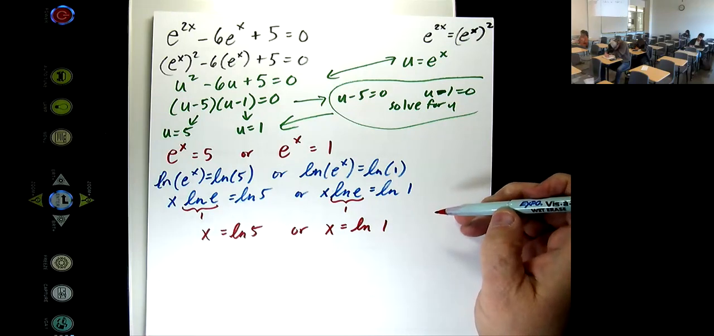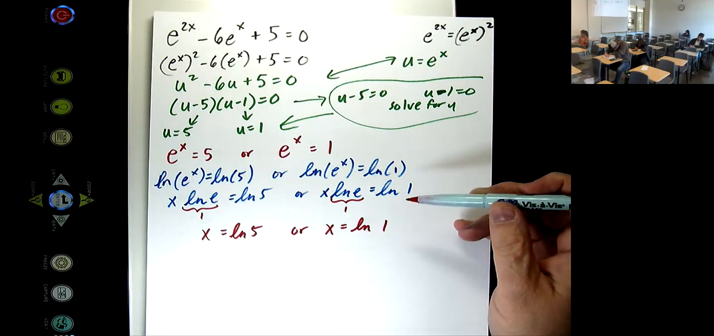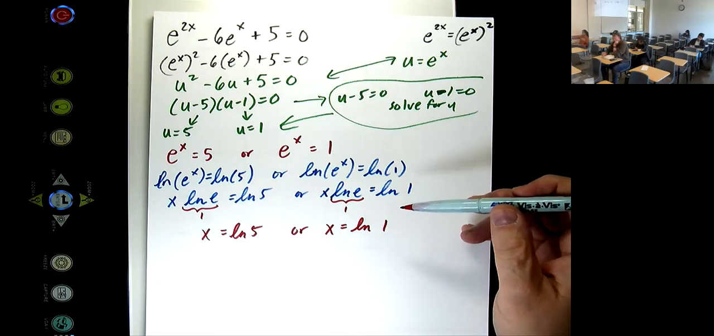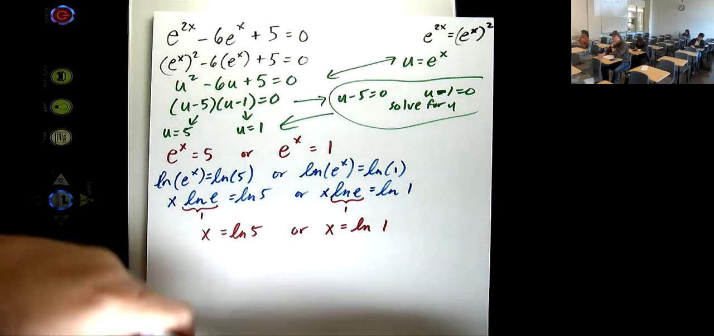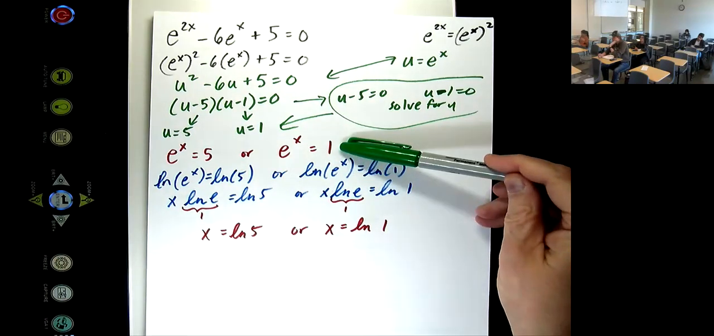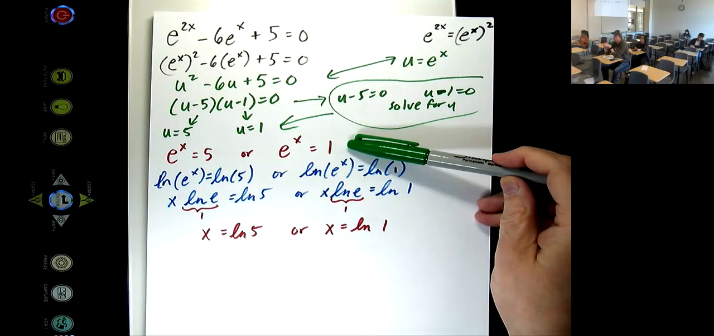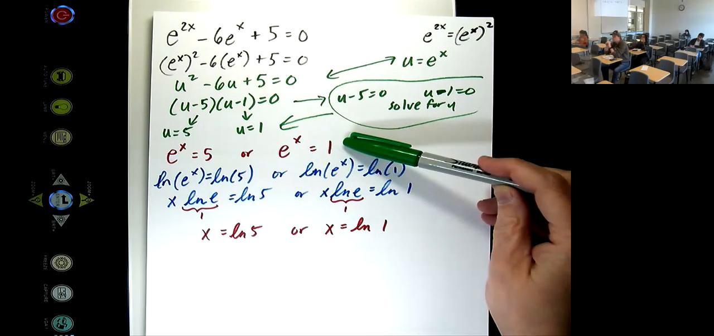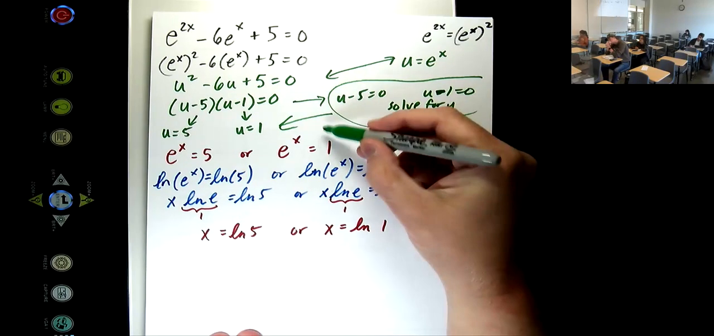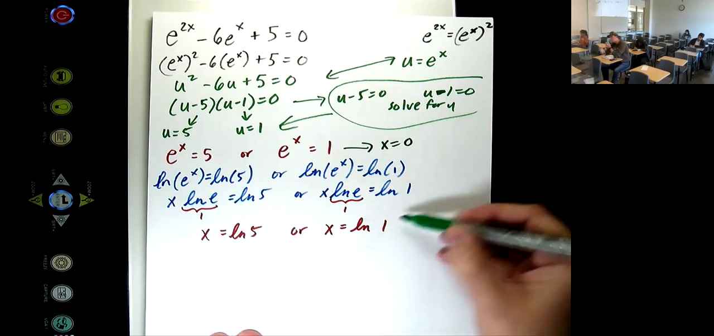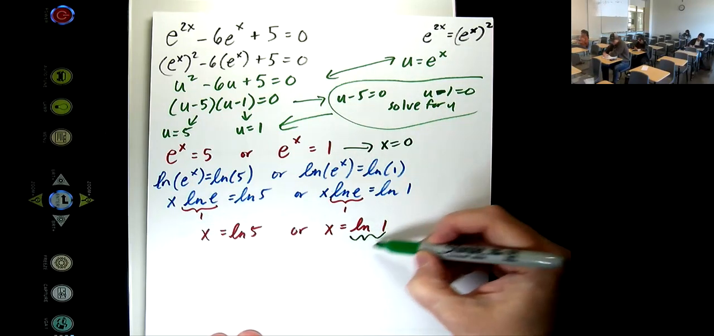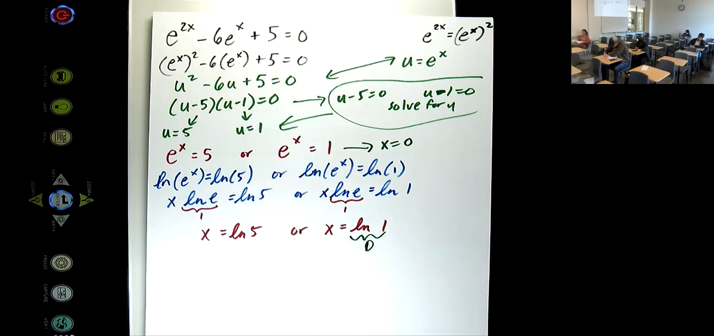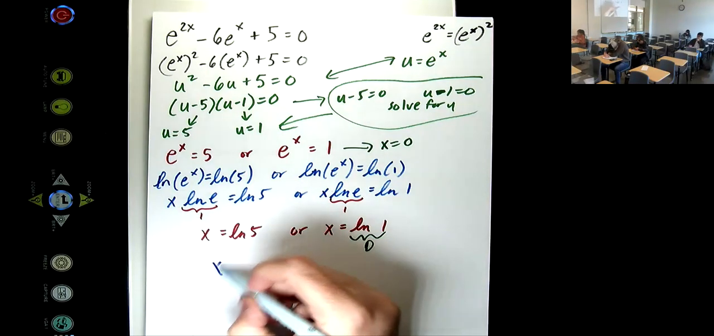Natural log of 1 actually has a value too. A simple value, one I don't need a calculator for. What do I have to raise e to end up with a 1? 0. This one has to be x equals 0. And it just so happens that natural log of 1 is 0. So we have x equals 0 or natural log of 5.